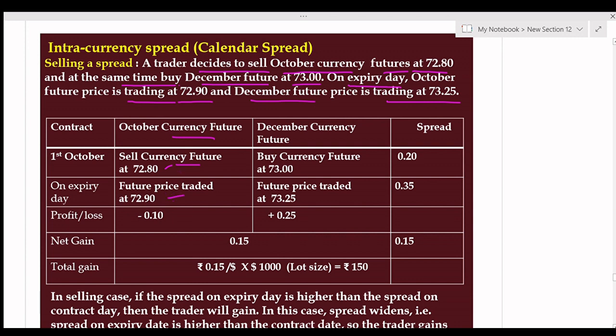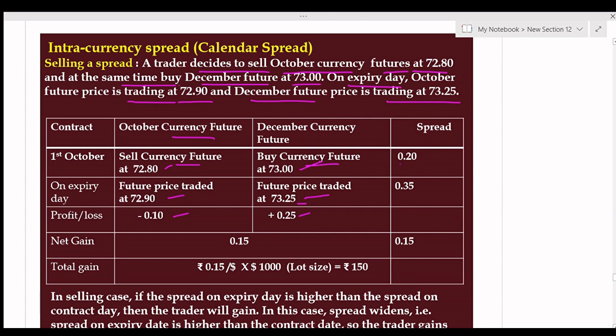For selling the future contract he will incur a loss of 0.10 rupees, and in December he bought a currency future at rupees 73 and on the expiry date the future price traded at 73.25, so the profit will be 0.25, because the expiry date future price is higher than the future price at the time of the contract. So the profit will be 0.25, and now we come to the spread.